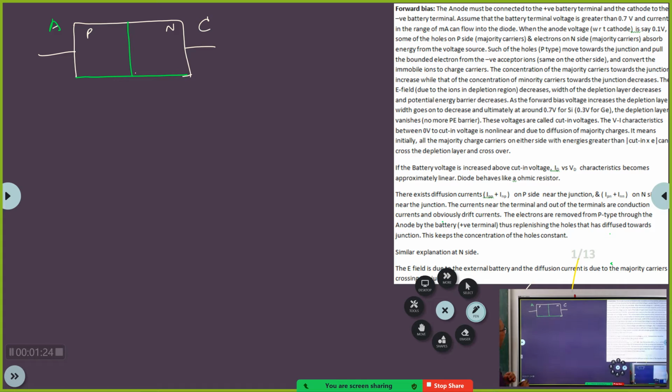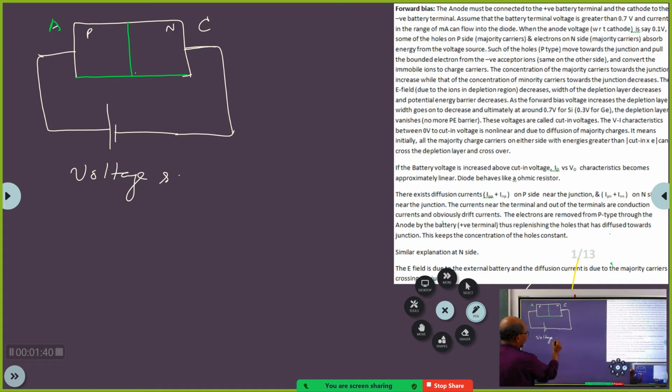Now, what is meant by forward biasing? Here you see you are connecting the P to the positive plate of a voltage source. This symbol is the symbol of a voltage source, and in this case I am using a constant voltage source. Hello everybody, are you with me? Yes, sir.